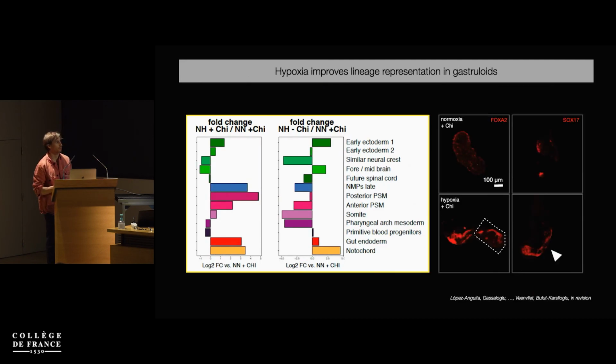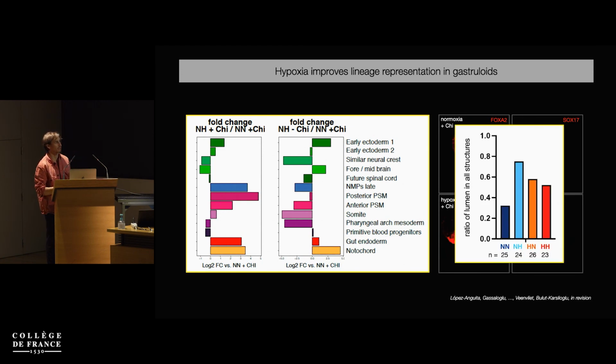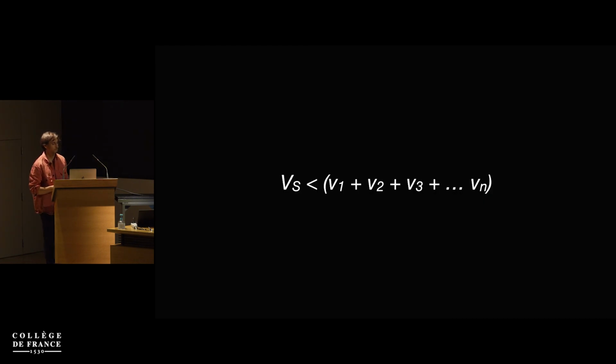So these are just the quantifications, and here you see the confirmation by immunostainings that really it seems that hypoxia acts as a kind of developmental canalization factor that increases the robustness of forming endoderm, and here are the quantifications from that. So you go from 25% to 75% efficiency.